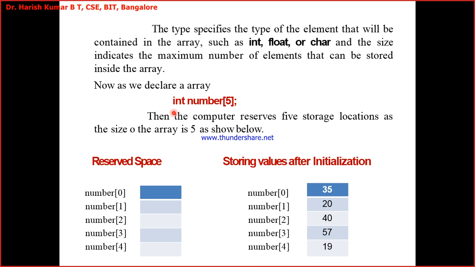Now we have another example. How do we declare a one dimensional array? Same thing: int number[5], and this is the reserved space. When I say number[5], the lower index is 0 by default and the higher index is the size minus 1, that is 4. And storing values after initialization: at this particular index we have 35 stored, at this index we have 20 stored, at this index we have 40 stored. So like this, it goes on.